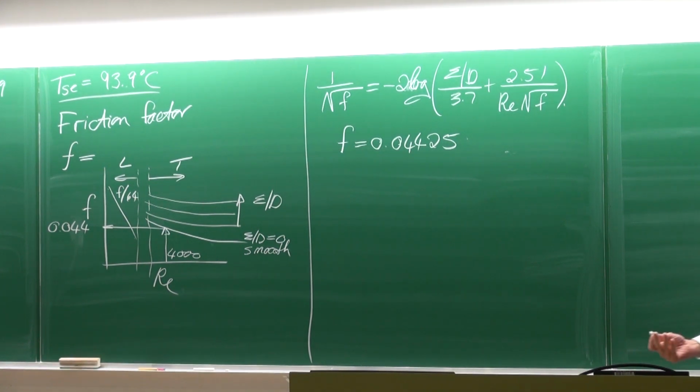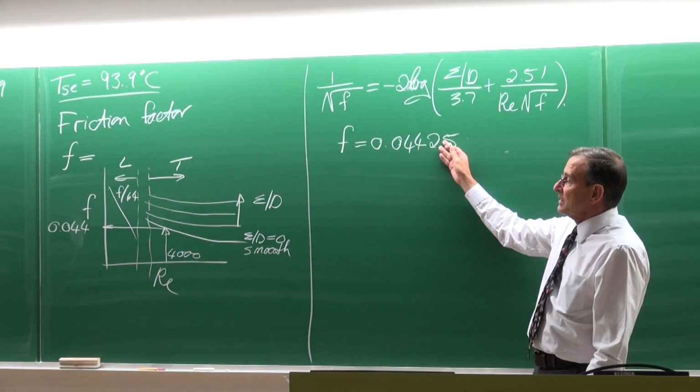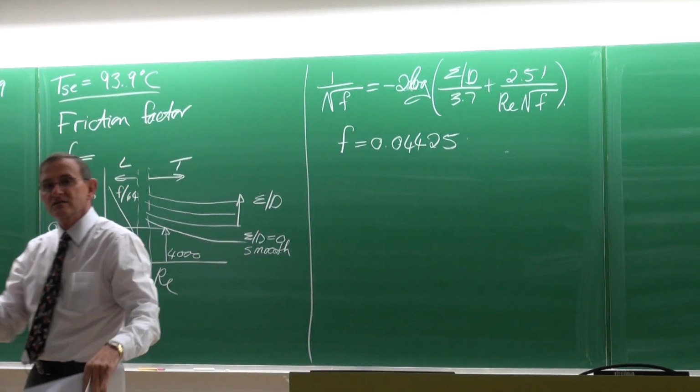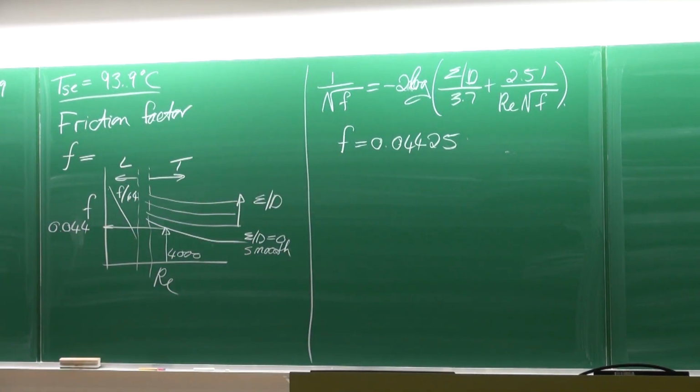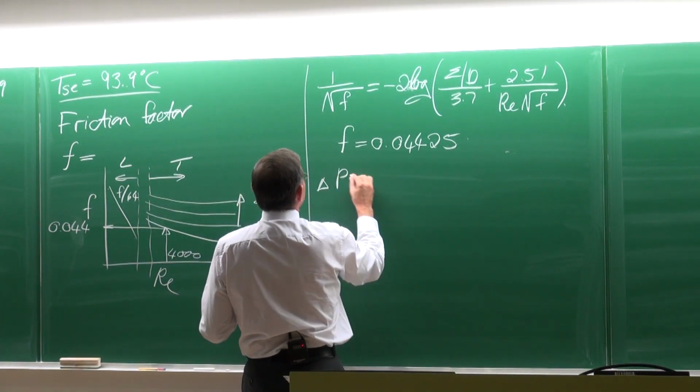The best advice I can always give you is, even if you use an accurate equation like this and you get an answer, just go and check it on the Moody chart to see if it's approximately correct. It's very easy to make a finger error. Right, now we've got the friction factor, then it's easy to get the pressure drop.